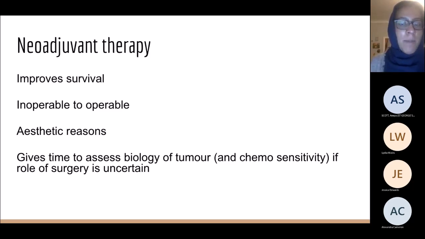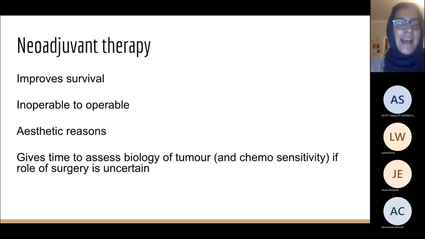It can also be used for aesthetic reasons. So for example, with breast cancer, instead of doing a mastectomy, you could potentially end up doing a lumpectomy, so removing a smaller amount of the breast tissue with using neoadjuvant therapy because you've reduced the tumor size. So in that way, it can be more pleasing for the individual from an aesthetic perspective.